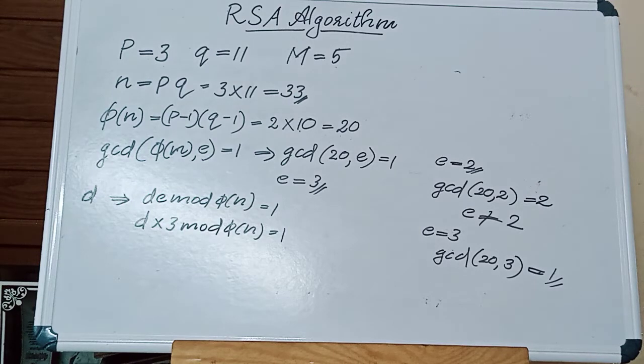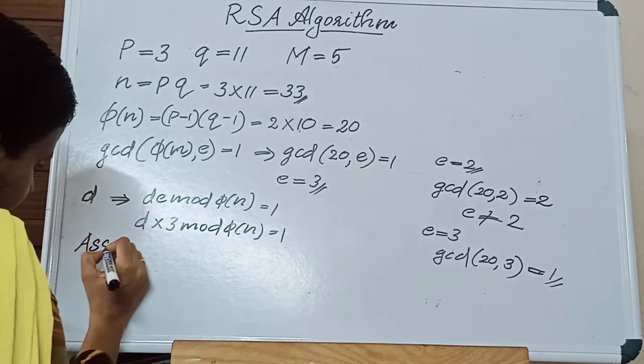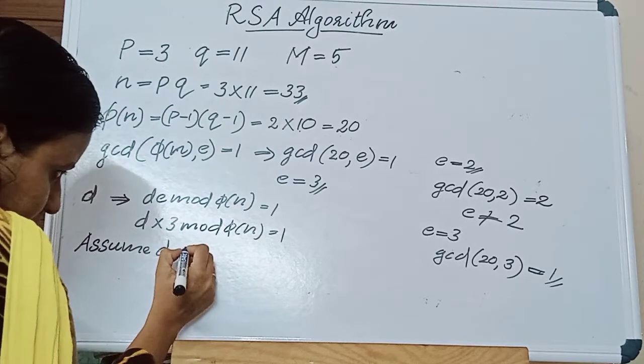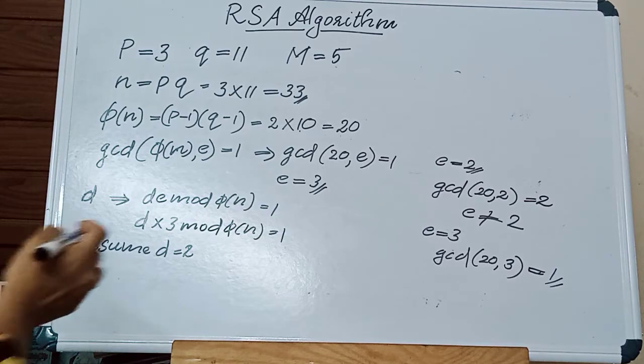D into 3 mod phi n is equal to 1. Here what do we do? Try all possible values of D. Assume D is equal to 2. We find D the same way we found E earlier. Assume the value of D is equal to 2. If we assume D is 2, what will we get?